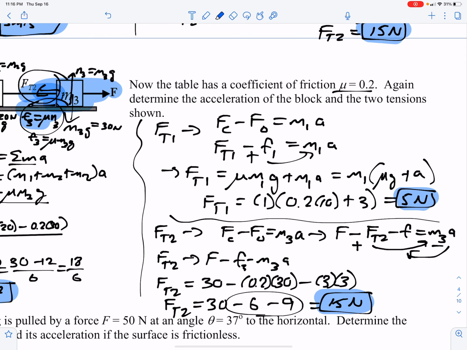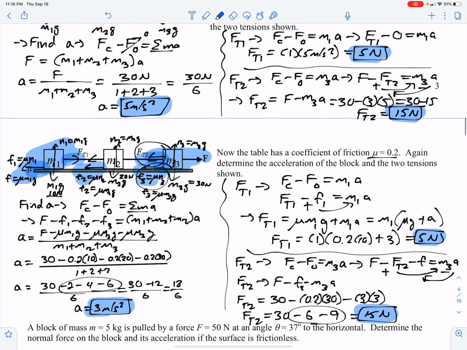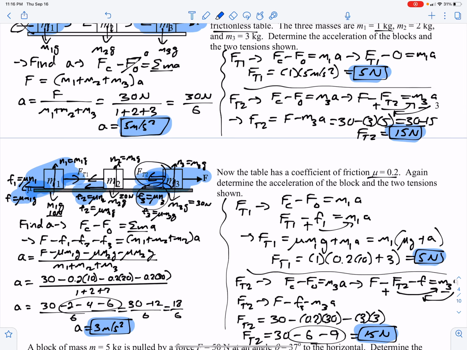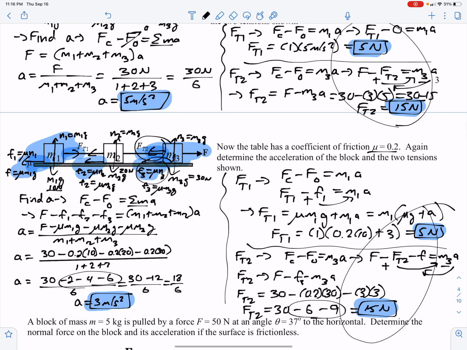So something to note, when you're pulling a series of masses all connected by tension, while the acceleration might be different because the net force is different, the individual tensions are exactly the same. Not a coincidence.